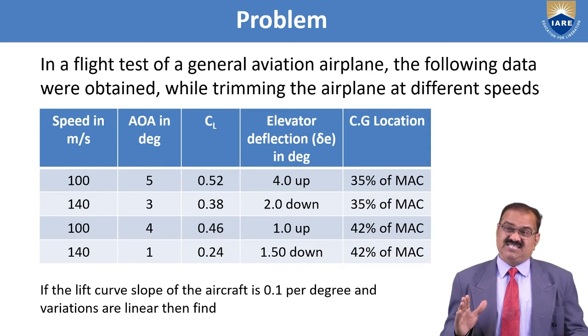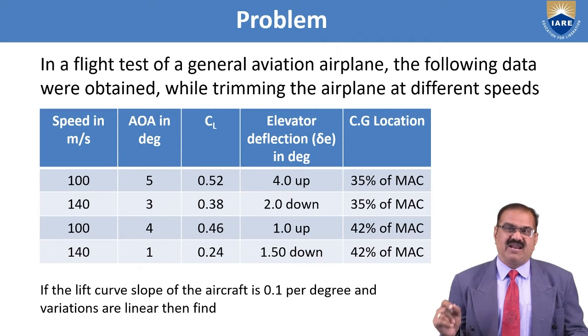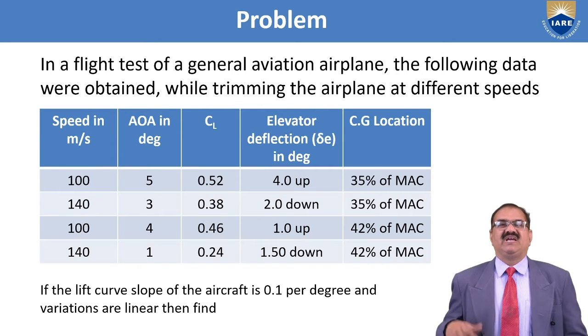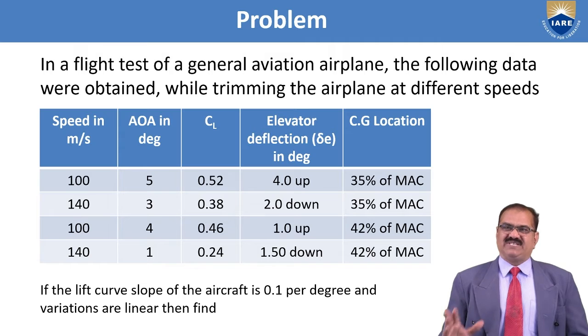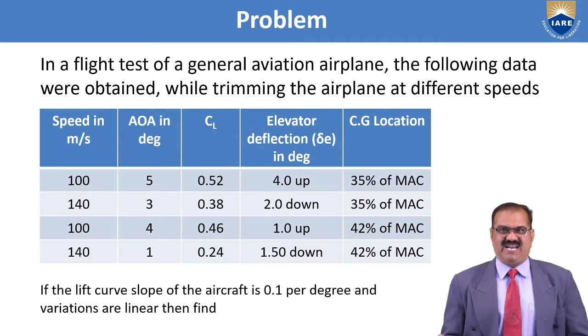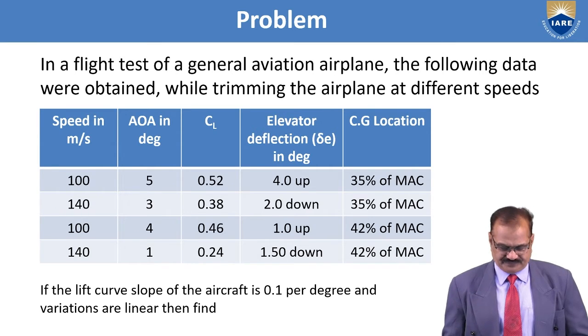The CG location for these two cases is 35% of mean aerodynamic chord. And for 140 meters per second, angle of attack is 3 degrees, coefficient of lift 0.38, elevator deflection delta E is 2 degrees down, center of gravity location 35% of the mean aerodynamic chord.